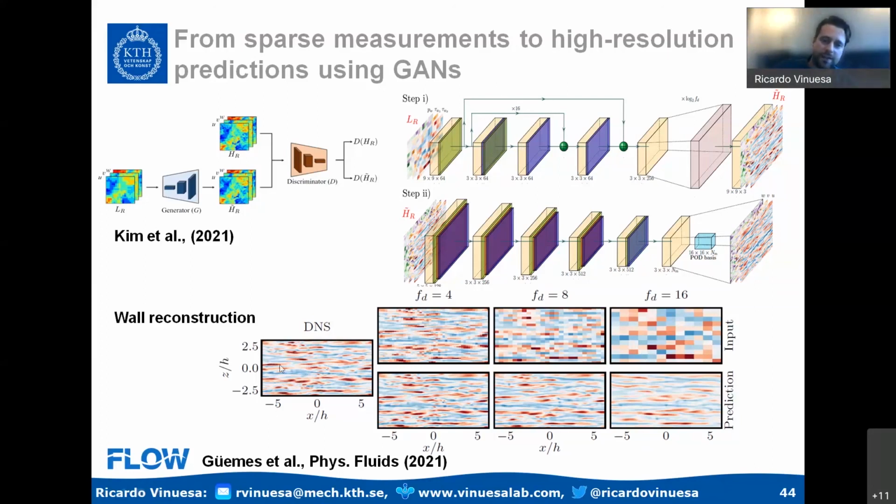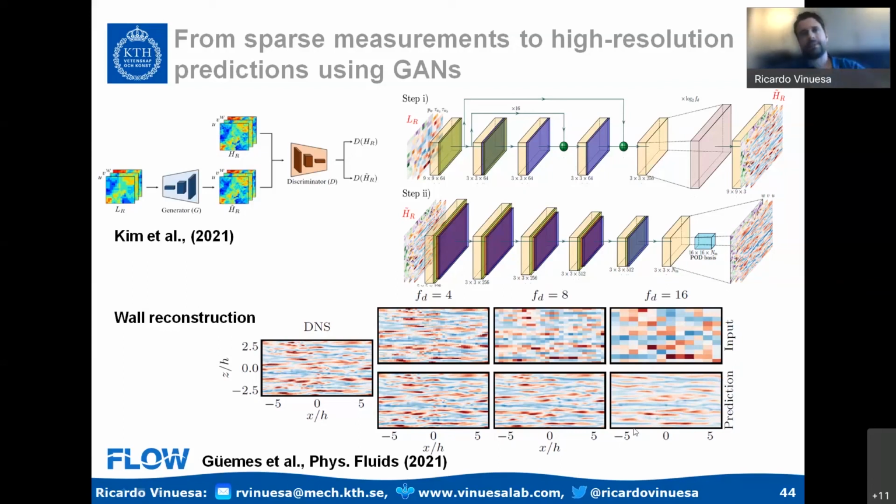Here is the DNS, here is the reference. I'm showing the instantaneous wall shear stress distribution. In the first row, I'm showing the input, which is downsampled by a factor of 4 squared, 8 squared, or 16 squared. And in the second row, I'm showing you the prediction. So we're comparing the second row with this over here. What is very interesting is that even in this case of 16 squared, where I have few measurements, few sensors, you can see that this is very, very coarse compared with the original signal. We can actually get a very, very good reconstruction. Not only that, we can get a very good idea of where the structures are and their locations and sizes.